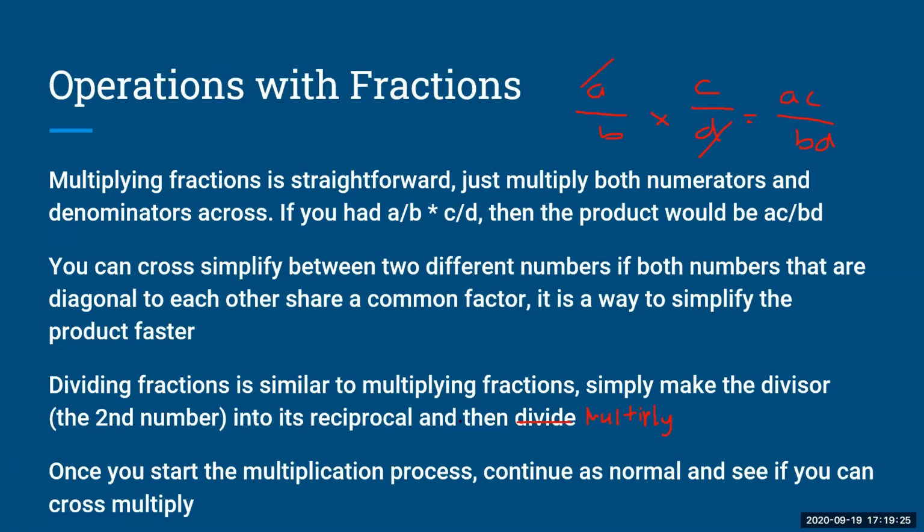So dividing fractions is similar to multiplying fractions: you just make the divisor, or the second number, into its reciprocal. So if you did A over B divided by C over D, you would turn that into A over B times D over C. Remember, reciprocal means you just flip the denominator and the numerator, and you simply multiply. And once you start the multiplication, you can also cross simplify, just like normal.